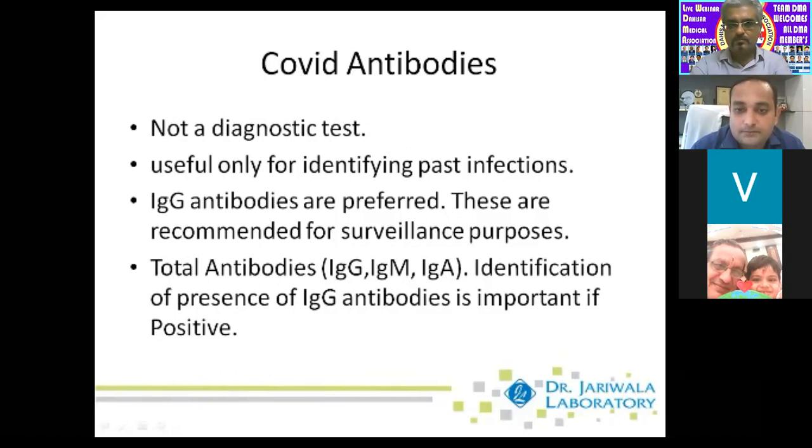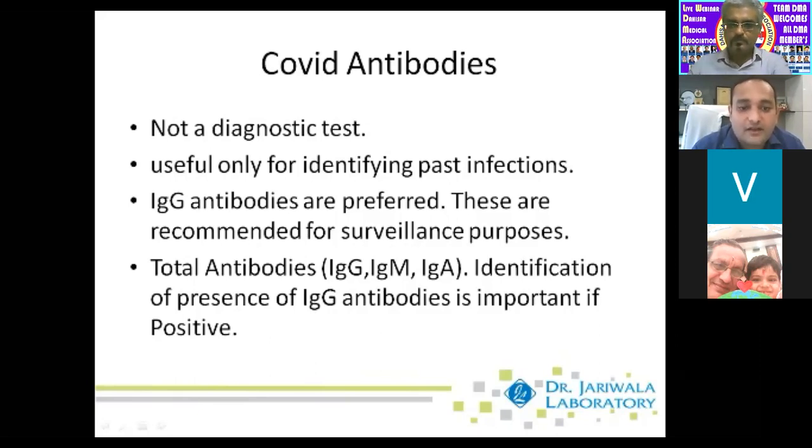So the concepts which we have with other viral illnesses like dengue, leptospira or chikungunya, wherein we say that IgM is an early infection and IgG is a late infection, currently do not hold true for COVID. When we are doing an antibody test, IgG antibodies are preferred, and these are the type of antibodies which are recommended for surveillance purposes. IgG antibodies typically appear between 10 to 14 days after the onset of symptoms. But there are several cases wherein some are late responders and antibody levels are not seen for up to 3 to 4 weeks.